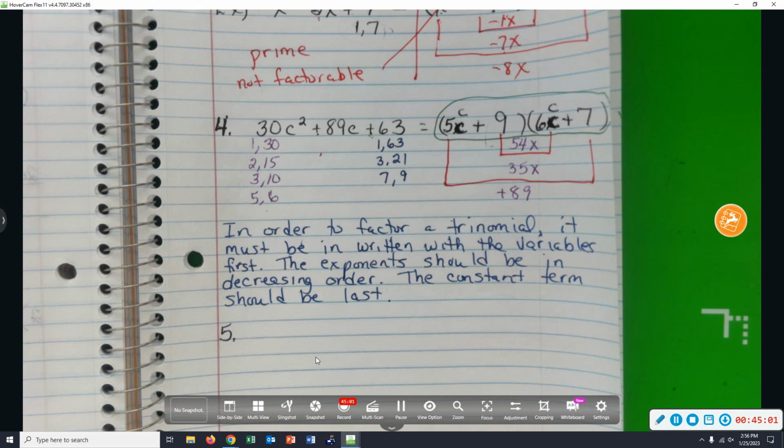They sign it? Okay. Don't talk. It's recording. Okay.